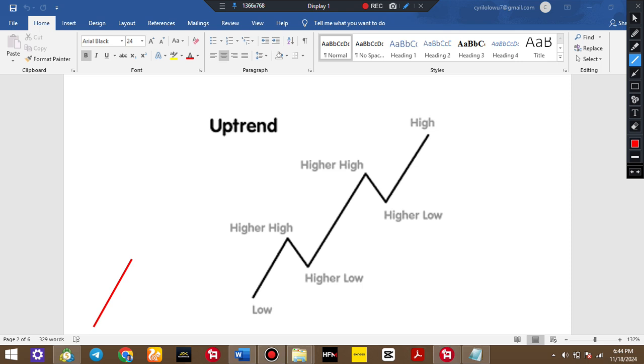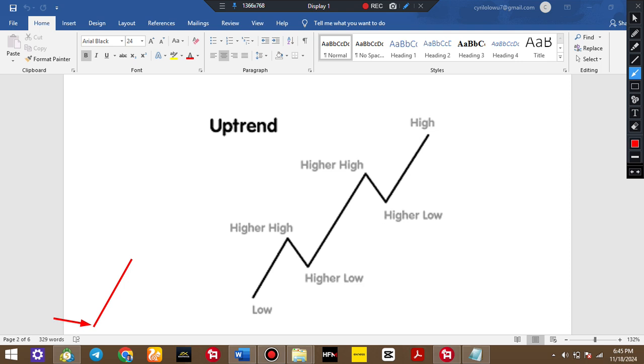The first movement we usually refer to as an impulsive move. That means it moves with an impulse. If there's momentum, there will be a pressure of price moving towards that direction, which is the upside. Now, the base here is referred to as the low. That means the starting point where the price started to push from, we refer to as the low.